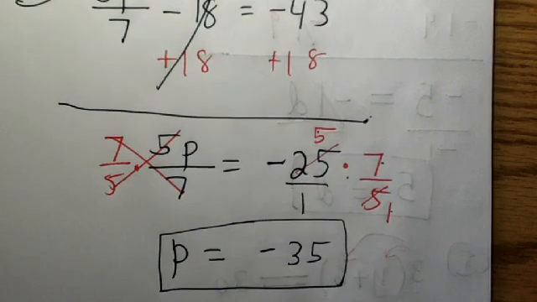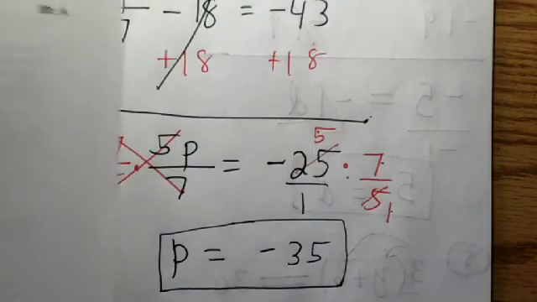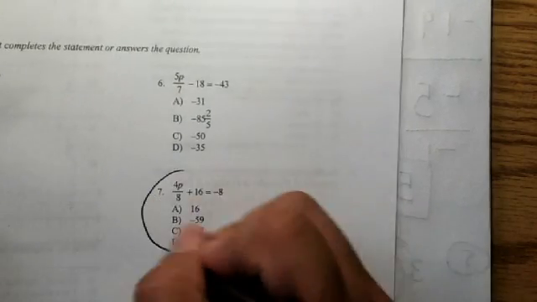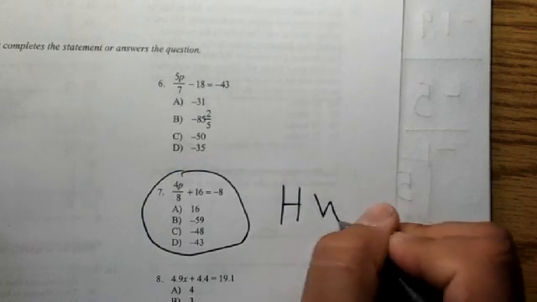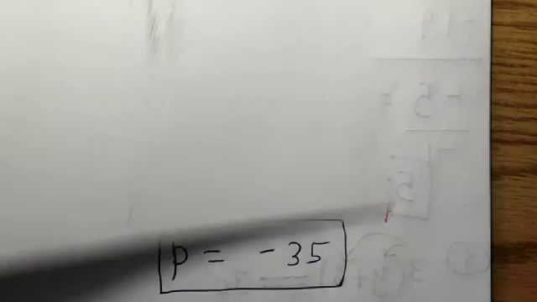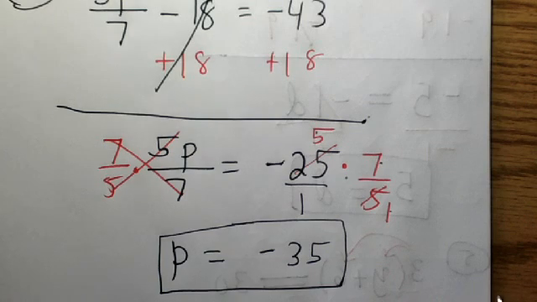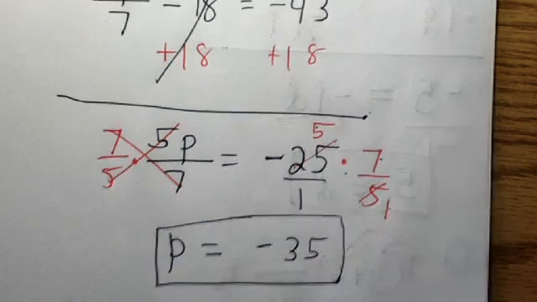Okay. I want you to practice number 7 for homework. Let me jump into number 8. Wait, this number 7? No. We're skipping around.